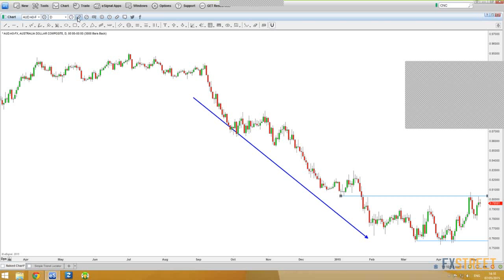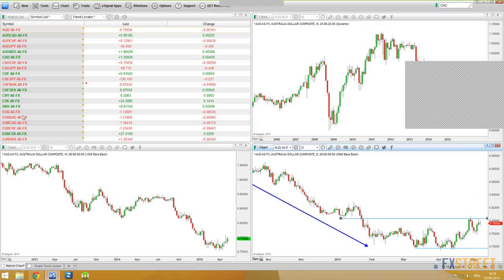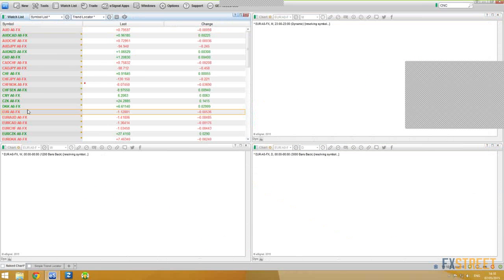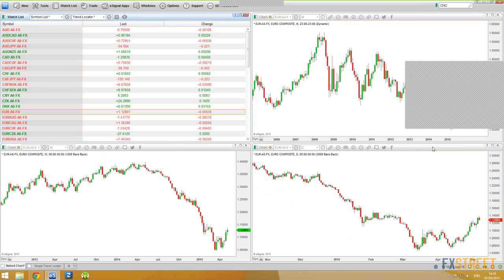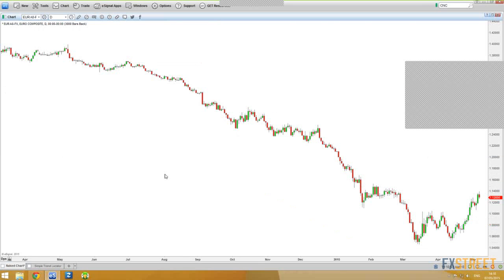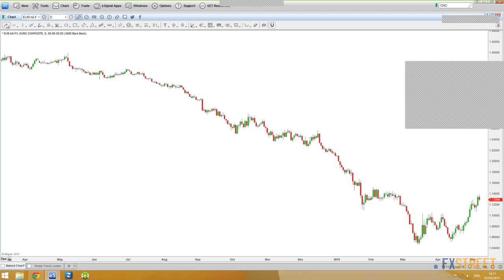Okay, so let's look at one more chart to really solidify that. That's the euro dollar. Again, no indicators. We're looking purely at price action. Is the long-term trend up, down, or sideways? The long-term trend, and this should be easy. Yep, exactly. We're getting lots of downs, and we can very clearly see that the long-term trend is down.